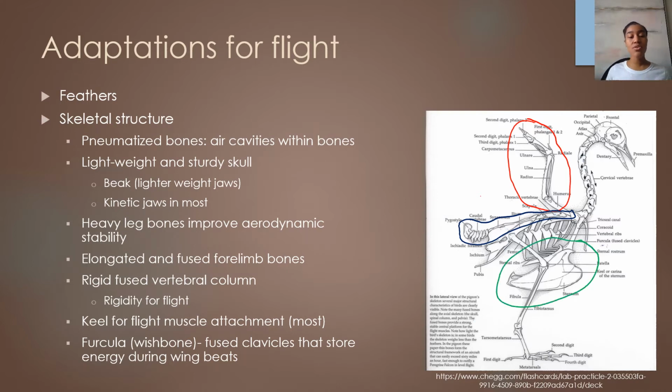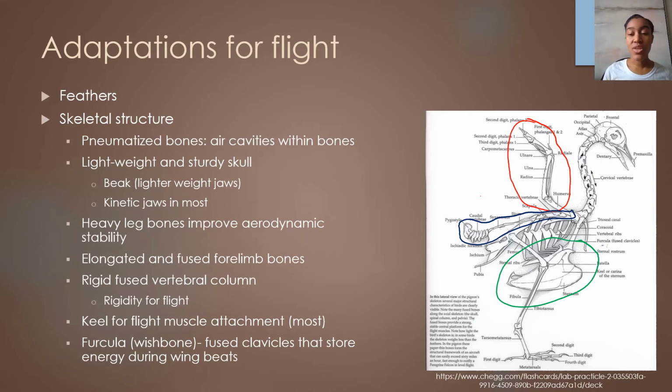And this keeled sternum allows for flight muscle attachment. So there's a sturdy location for these flight muscles. And when they have strong, powerful flight muscles in combination with a keel, when they flap, they're able to generate enough force to provide lift.